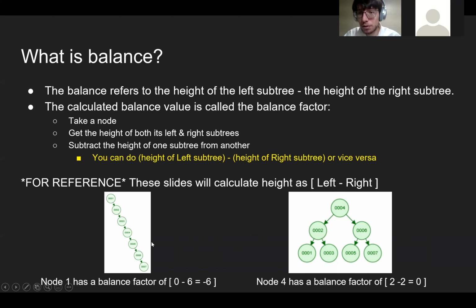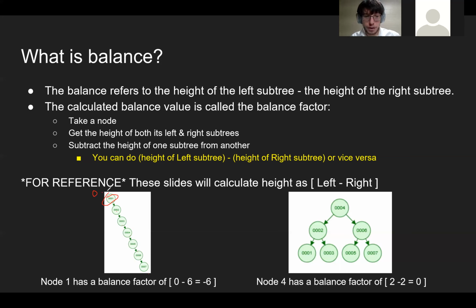Let's look at how we calculate it. In this example, if we look at node 1, the balance factor is -6 because you do height of left minus height of right. The height of the left subtree, how many levels are there on the left? 0. How many levels are there on its right? 1, 2, 3, 4, 5, 6.